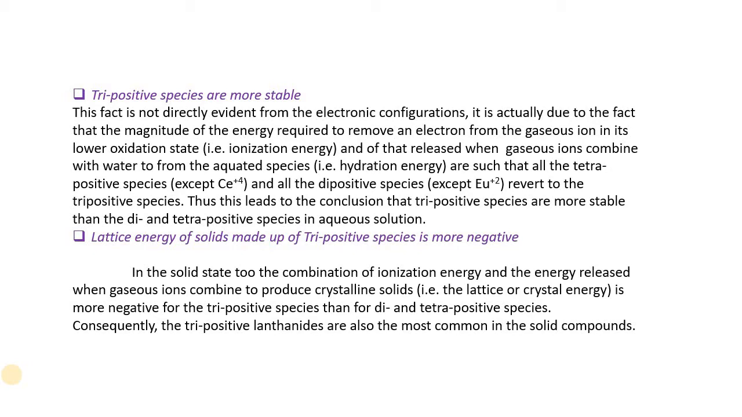Why are the tripositive species more stable? Scientists explain that oxidation state depends on two values. What are these values? The magnitude of the ionization energy for the removal of electrons, and the interaction between water molecules and the gaseous ions which have been added in water. It means two terms must be considered to explain the tripositive species stability. These two terms are ionization energy and hydration energy.